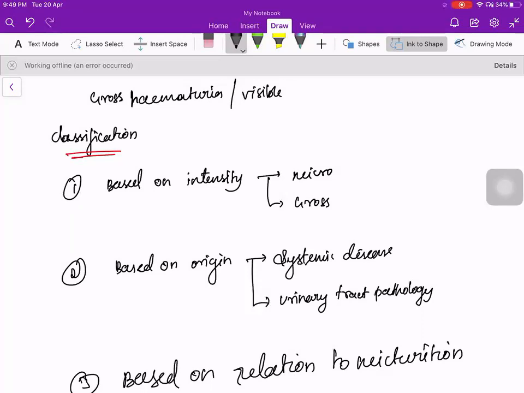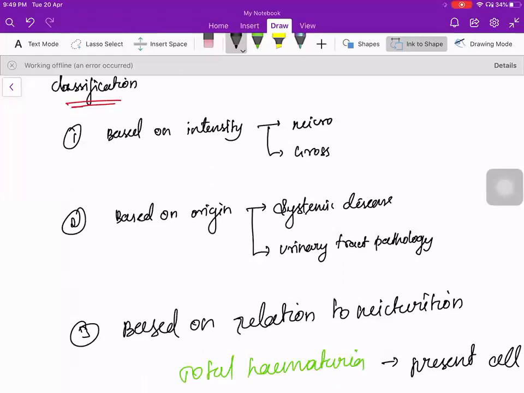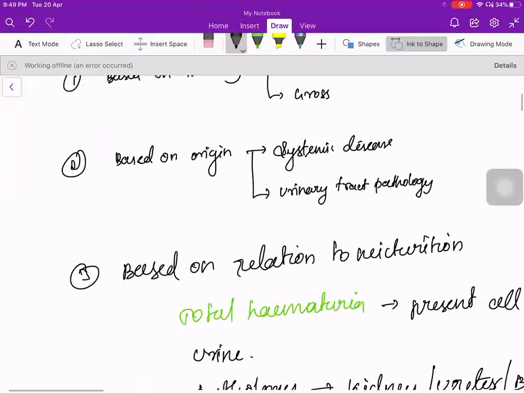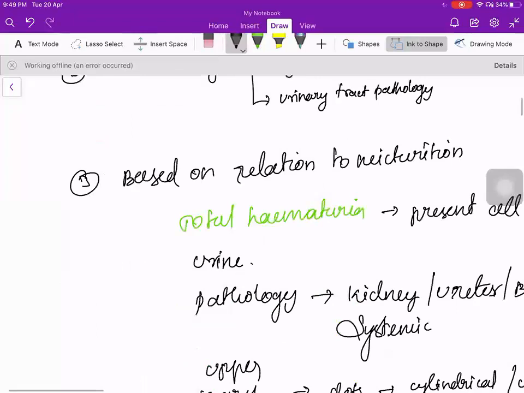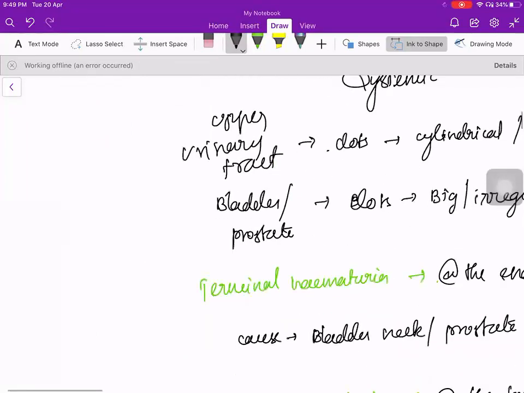What I'm trying to say is, if the urine is very dark in color, it does not need to be a severe disease. That is what they are saying. And the classification is, we have to classify based on the intensity, based on the origin, based on the relation to micturition, based on the causes, that is the etiology, and based on the associated symptoms.